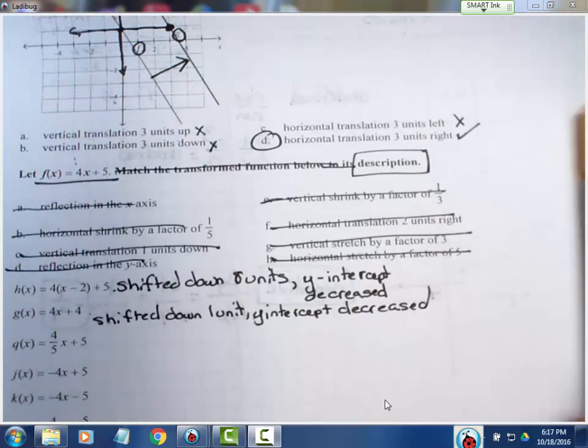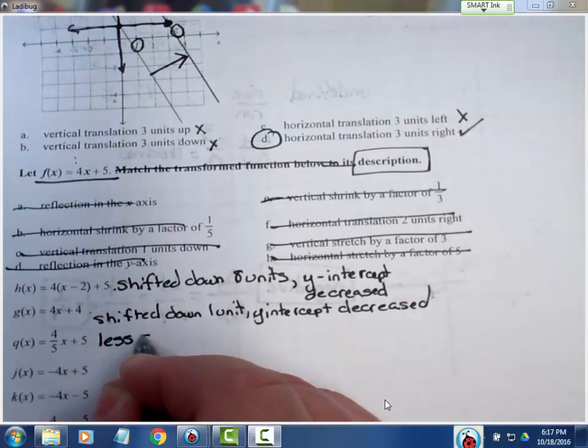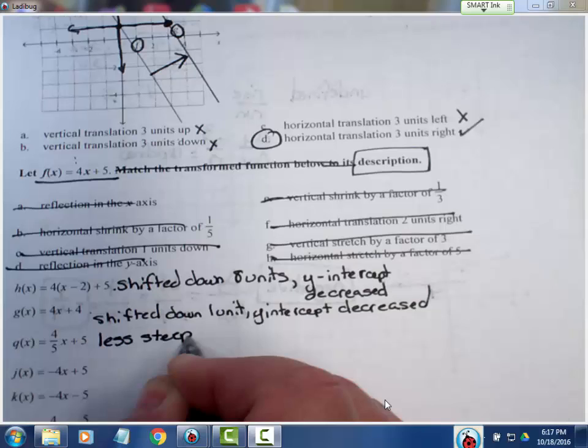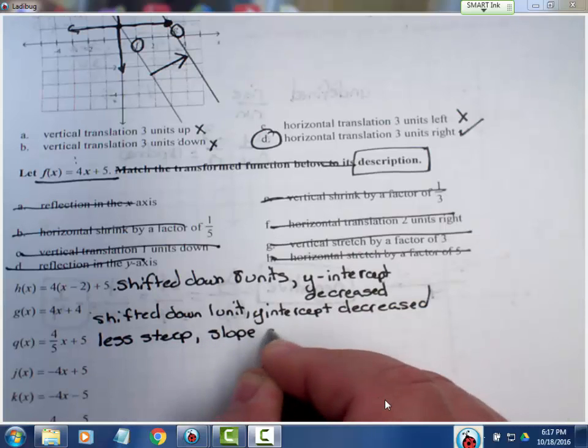Okay, so you could say either it's less steep, or you can say that the slope decreased.